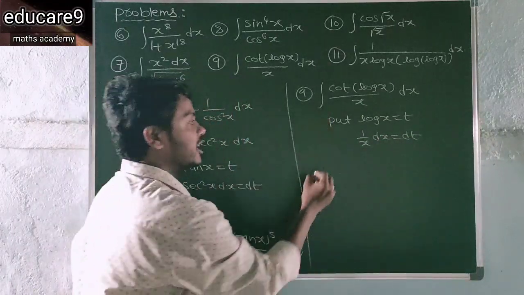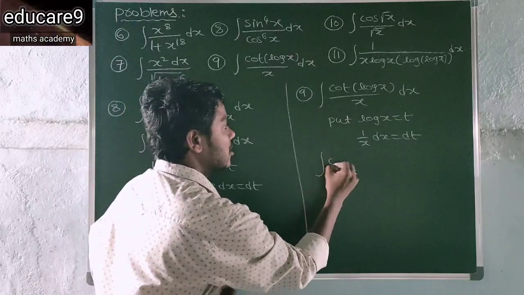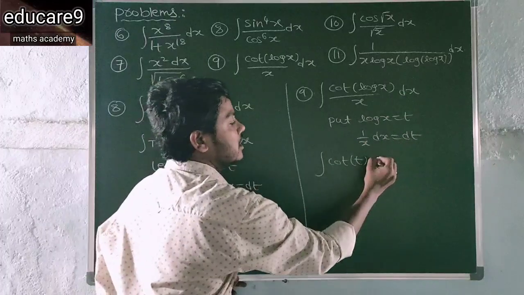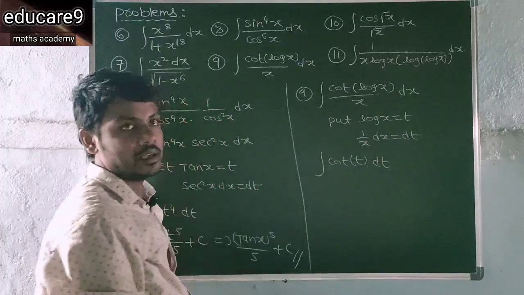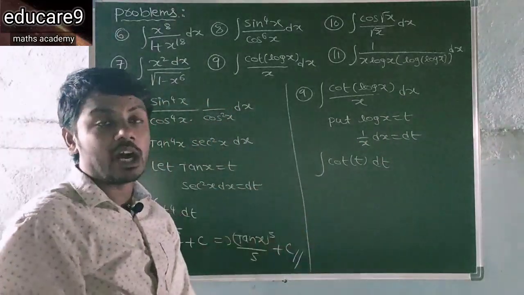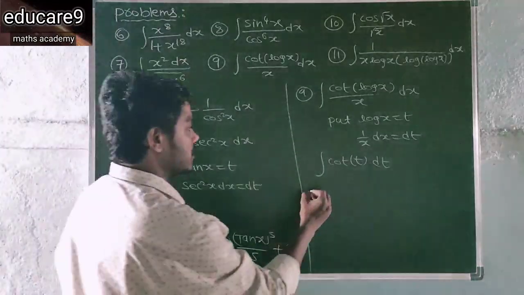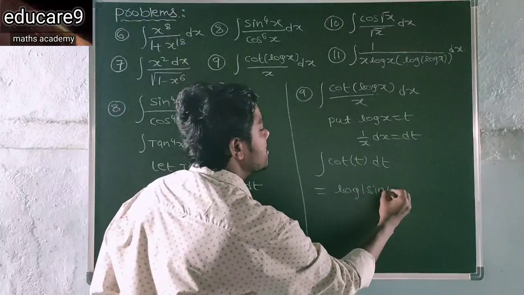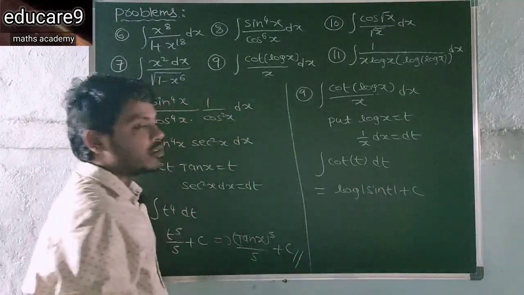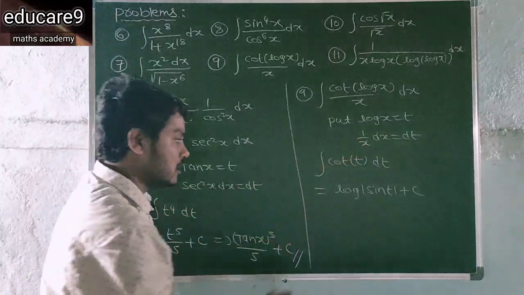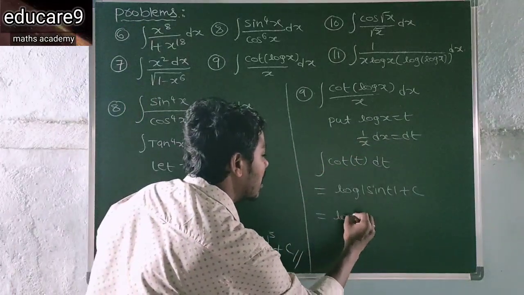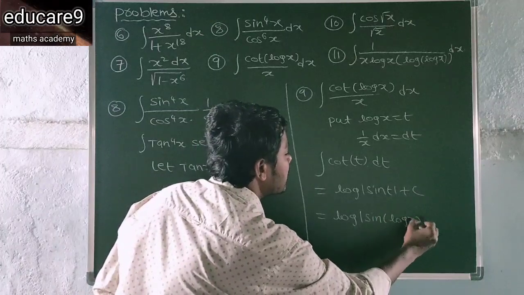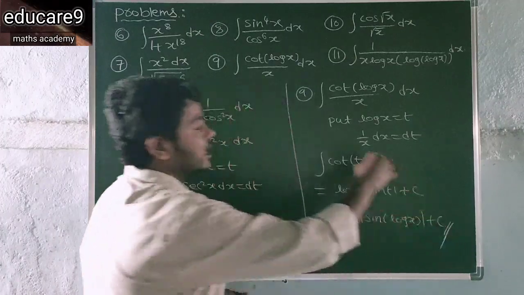So substitute here, what you get? This is cot t. 1 by x dx is what? dt. So what is the integration of cot t? That is log of sin t plus c. But what is t? That is log x. So this is log of sin of log x plus c. So this is the required answer.